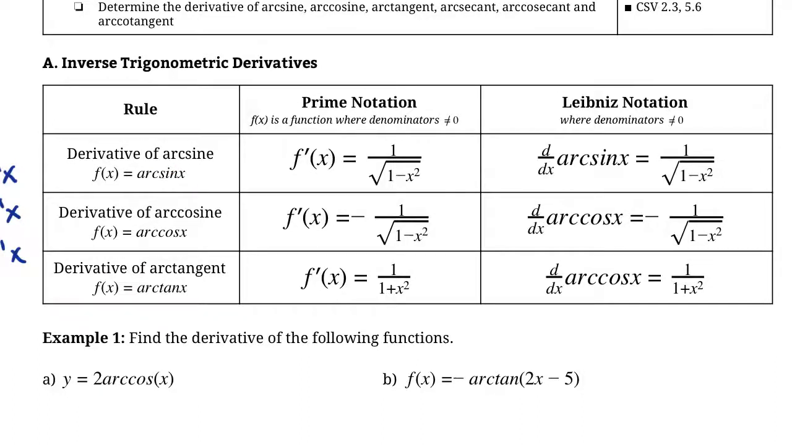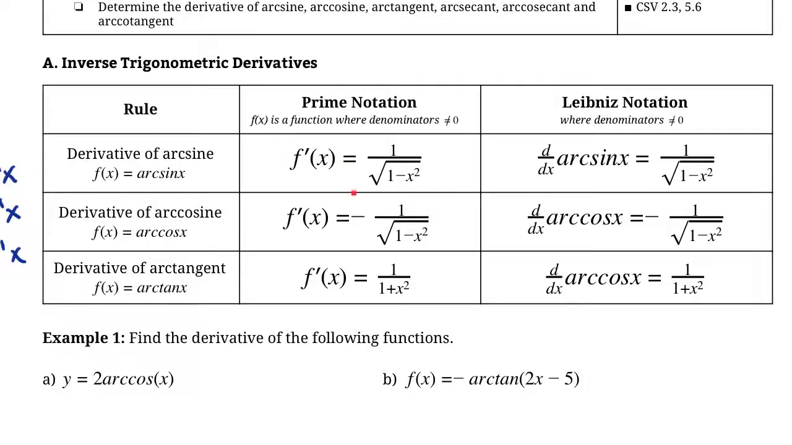So the derivative of arc sine, we're not going to go into the derivation of these right now. We're just going to look at how they work and how to apply them. So the derivative of arc sine, so inverse sine, is equal to 1 over the square root of 1 minus x squared. The derivative of arc cos is negative 1 over the square root of 1 minus x squared. So notice it's the same thing, just with a negative in front.